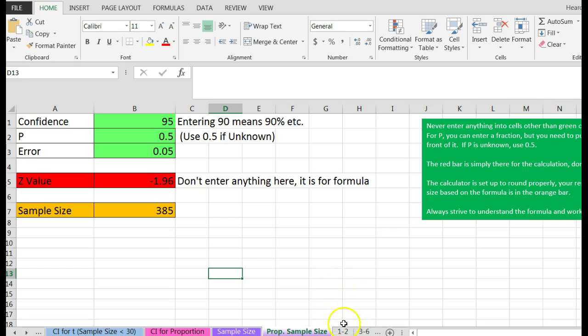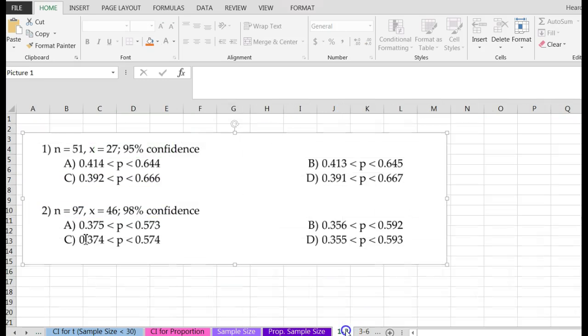Now you don't have access to these, but I've put them here just so that it's easier for us to take a look at these problems and work a few of them. The first two problems are looking for a 95% confidence, and all they give you is an N of 51 and an X of 27. This is a proportion problem, actually.